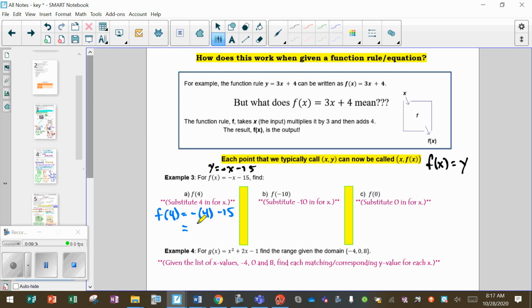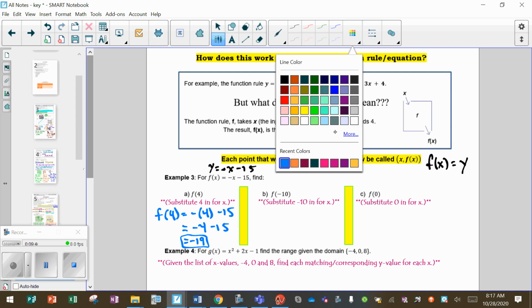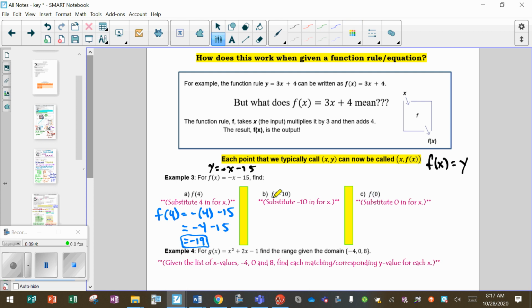Then we go to our calculator. What is negative 4 minus 15? We get negative 19. And we do that for each different number that they tell us to use. So the next one, it says find f of negative 10. That means I'm going to plug in negative 10 everywhere I see an x. So negative x means I'm going to negate the negative 10. Negating a negative 10 turns into positive 10. And 10 minus 15 is negative 5.